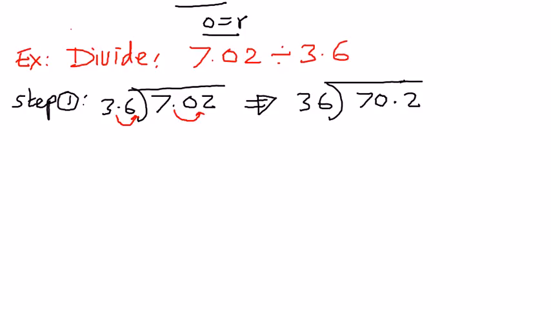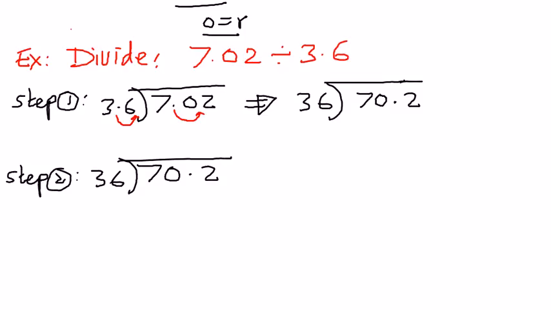Now as step 2, we're going to perform the division as if we're going to do the division of whole numbers. So 70.2 divided by 36, that is what we have here, right? So now we place the decimal place right above the point where we have it there. So 36 times what number is equal to or less than 70? 36 times 1 is 36. So 70 minus 36 is 34, and we want to borrow the 2 here.